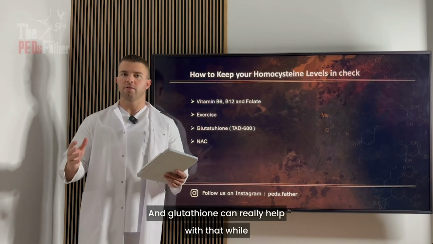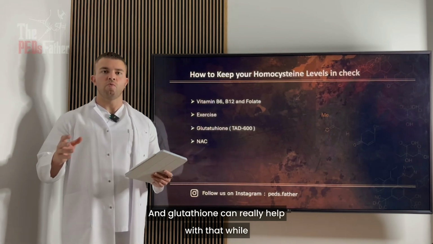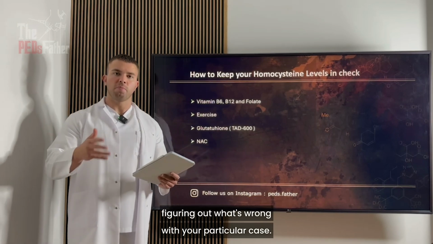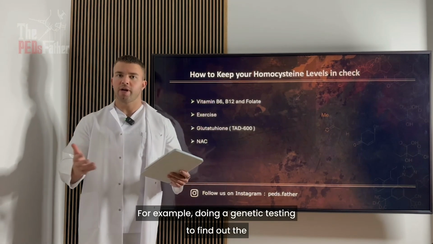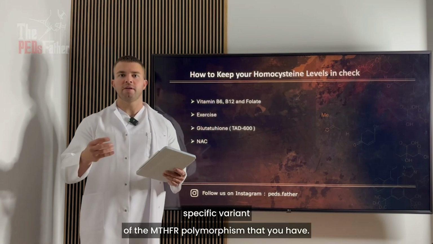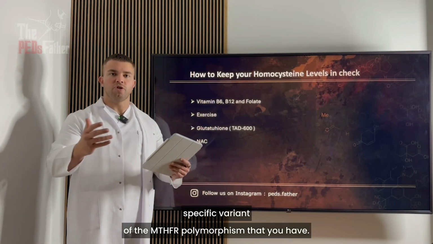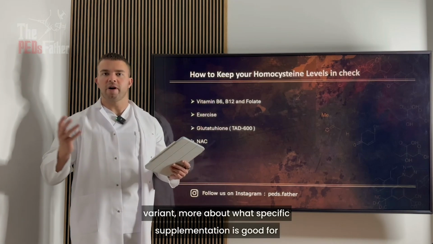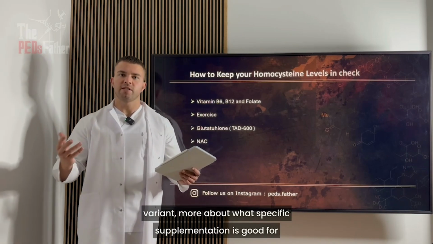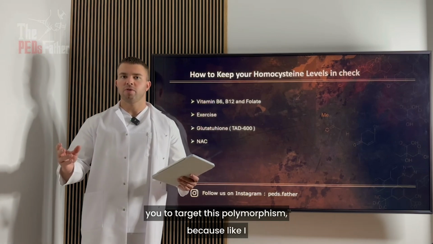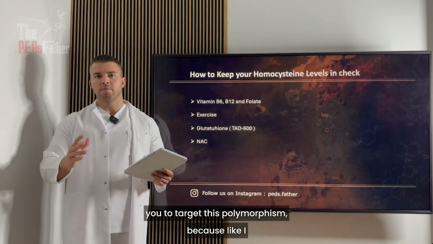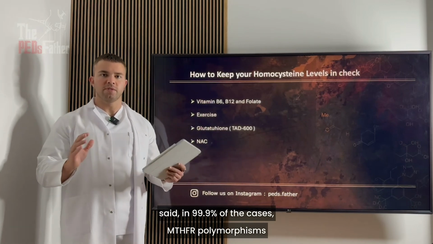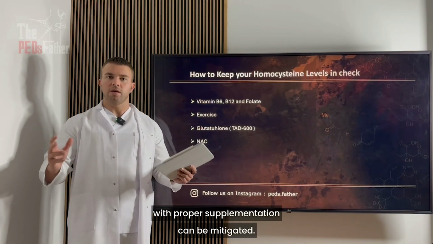And glutathione can really help with that while you are on your journey of, for example, figuring out what's wrong with your particular case. For example, doing genetic testing to find out the specific variant of the MTHFR polymorphism that you have. So you will know, based on the specific variant, more about what specific supplementation is good for you to target this polymorphism. Because like I said, in 99.9% of the cases, MTHFR polymorphisms with proper supplementation can be mitigated.